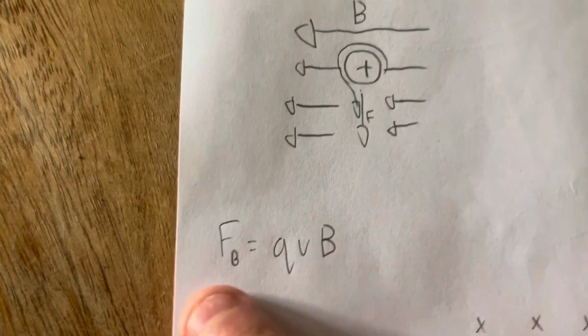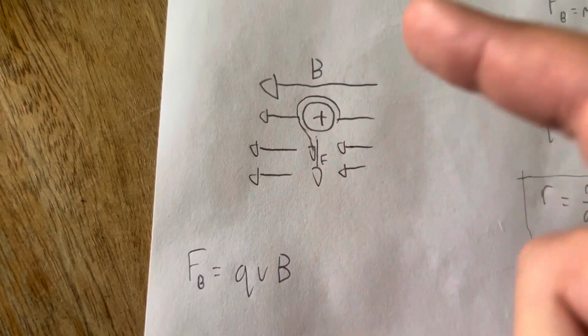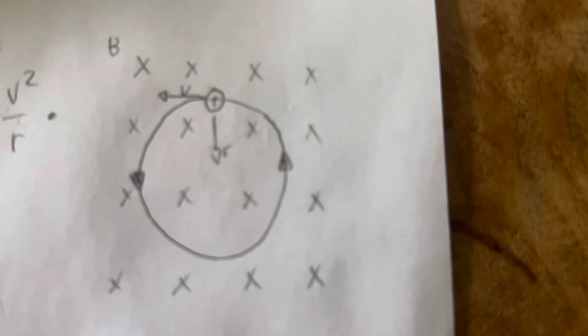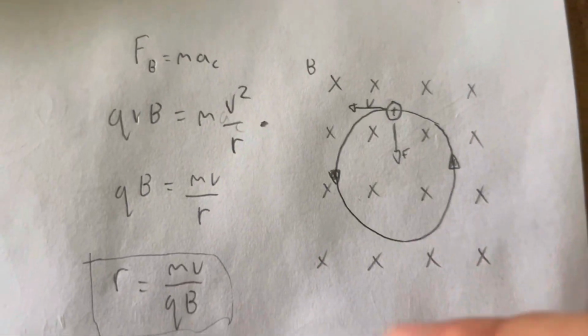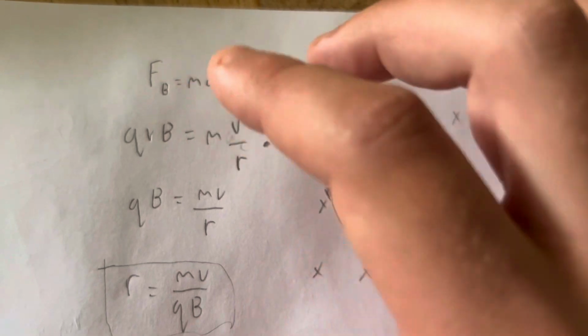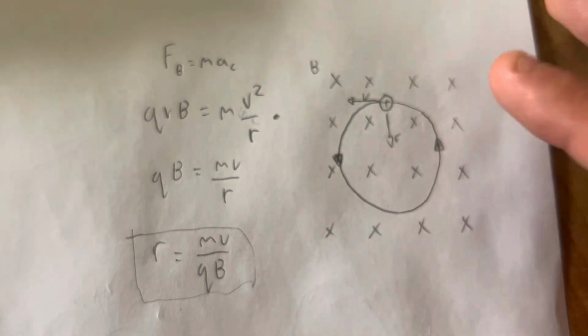Now the strength of that force can be derived with this equation here. So the larger the charge, the larger the velocity, the larger the magnetic field, the larger the force. Now if you were to have a particle immersed in a magnetic field, it would actually travel in a circle. You can find the radius of that circle with this equation here, just using that centripetal acceleration formula. There's plenty of videos out there to figure out that, so that's as far as I'm going to go into that.